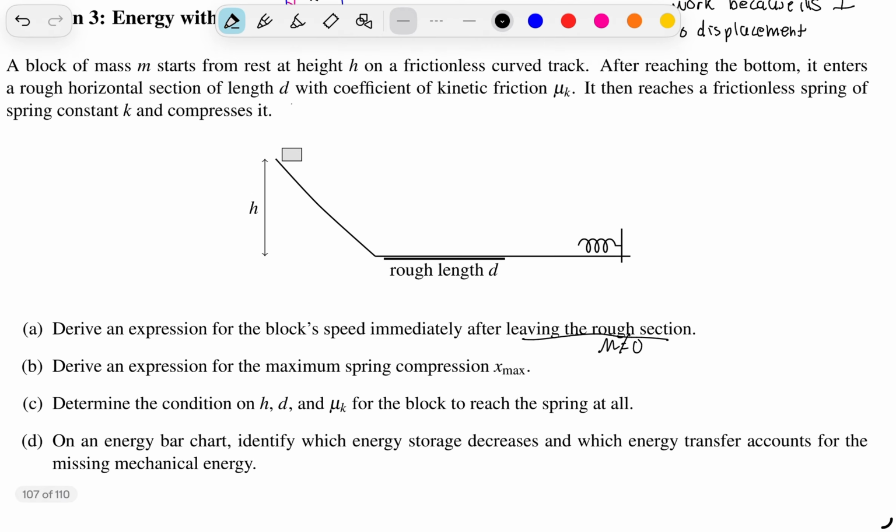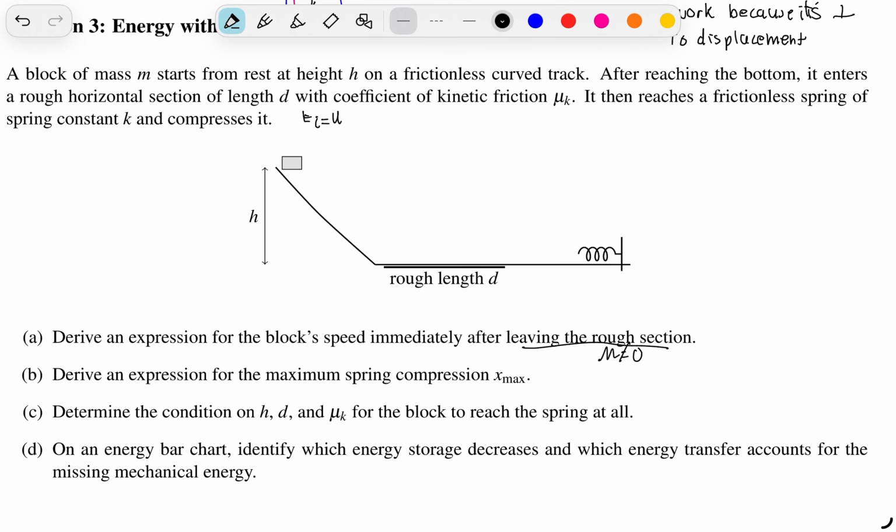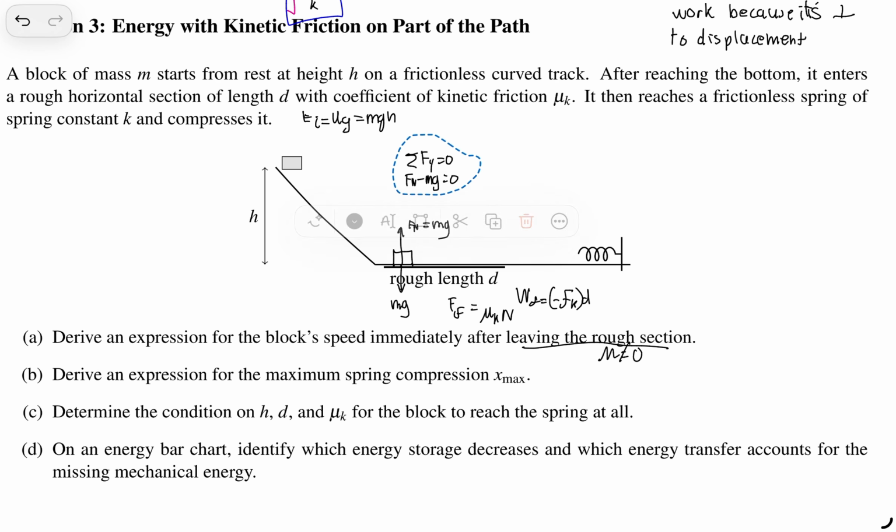Therefore, we can think up here. We know we have just Ug, which is equal to mgh, and we also have frictional force. Frictional force is going to do work. So that is your force times displacement, and your frictional force is mu k times N. So when you're down here, you have normal force acting up and mg acting down. So Fn is equal to mg because the summation of forces in y is equal to 0. Fn is up and mg is down. So Fn is equal to mg.